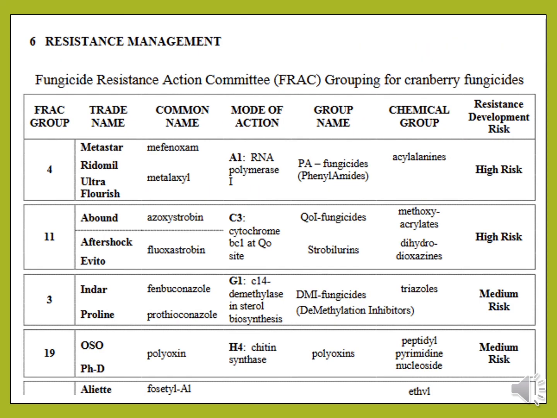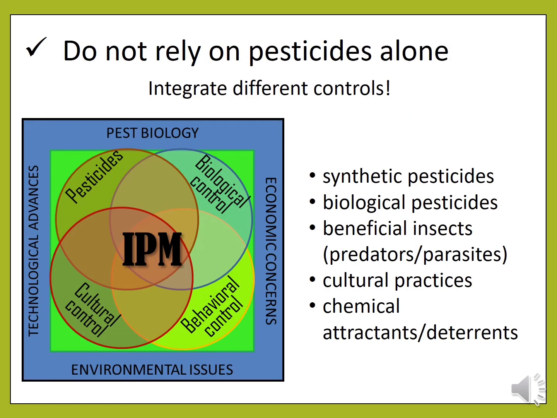When we look here, again, this is an example from the Cranberry Chart Book, but this type of information is likely available for other crops as well. You have, in addition to information about the group number, the trade name, the mode of action, and the chemical group, you also have some information about the risk of development of resistance. So some chemicals are higher risk and others are lower risk. So when at all possible, choose a lower risk product.